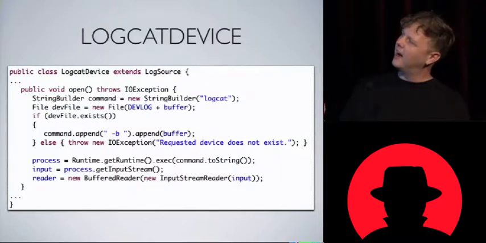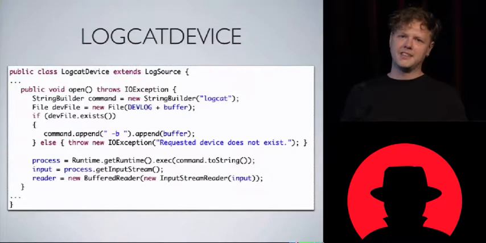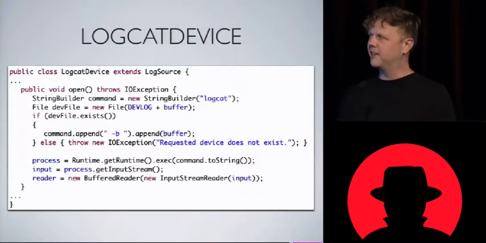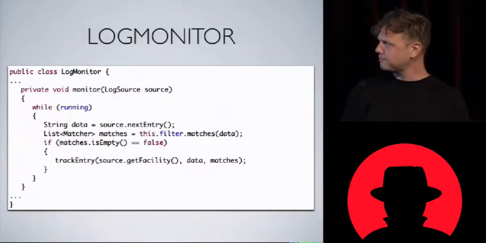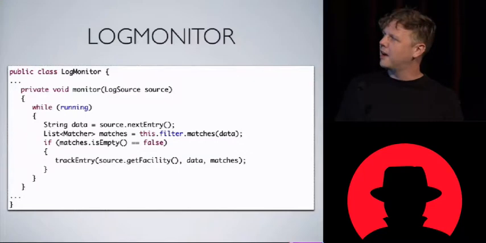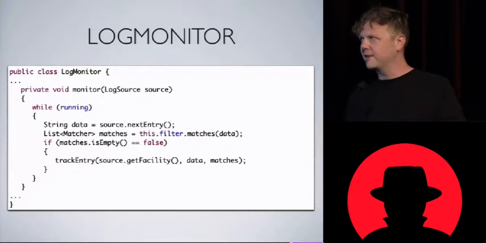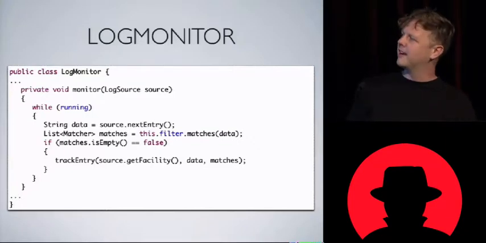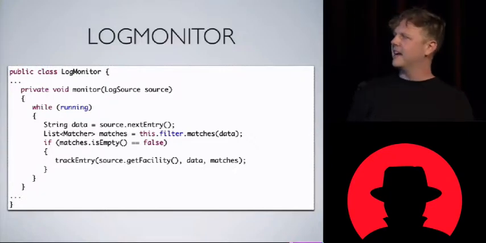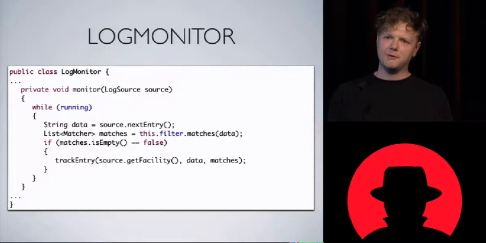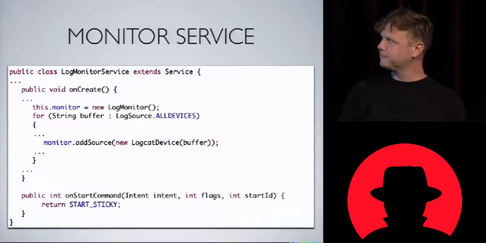At a high level, we have a Logcat device, which in this case is just a relatively simple wrapper around the Logcat utility invoked from within an application. We open that device and set up a line-oriented reader for it. We have a log monitor, which is responsible for the primary data processing thread. We pull each line of log output out and match it against the set of filter criteria that we've established. And if something looks interesting, then we track it for delivery to the server component.